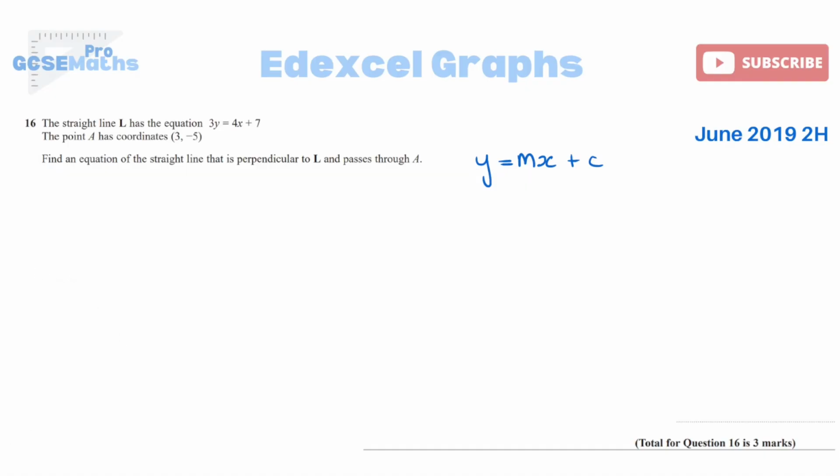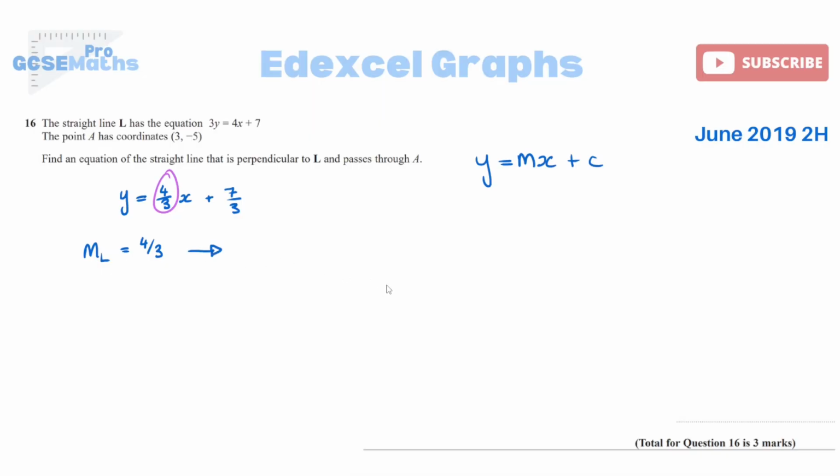We need to make sure that y is the subject of any straight line equation if you want to look at the coefficient of x and take it as the gradient. So my first step is I'm going to divide the whole equation by 3. Now obviously that's not whole numbers, so I'm going to leave it as a fraction: 4/3 x plus 7/3. Now the plus c is kind of irrelevant for this. We're just looking at the gradient. The gradient of line L is positive 4/3.